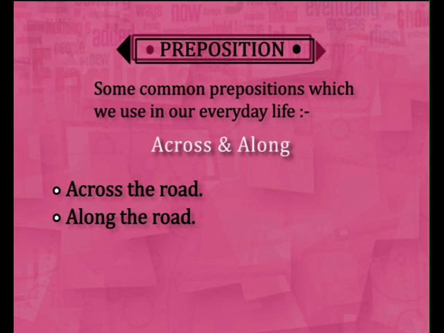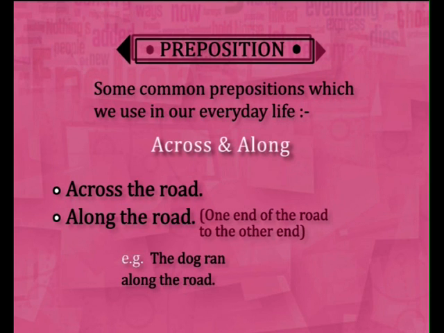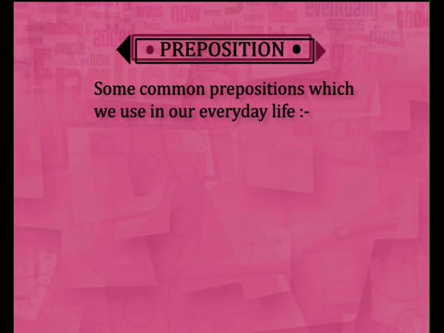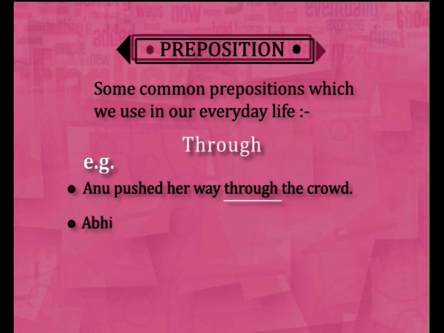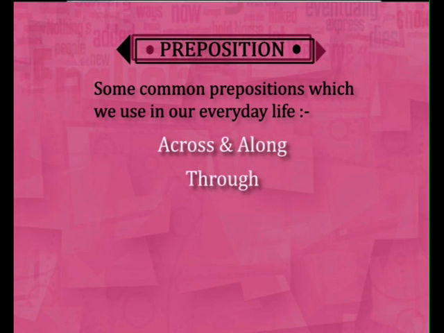But along means one end of the road to the other end. Like the dog ran along the road. We walked along the road. Mane road uppore chalibata. Taking a stroll, that is along. And another thing with it is through. Through is what something is all around you, you are pushing your way through. See, like I tell you, Anu, suppose a girl is walking, there is a crowd. You can say, Anu pushed her way through the crowd. Or Abhishek went through the forest. That means all around trees were there, between. That is called through. Across, along, then through.